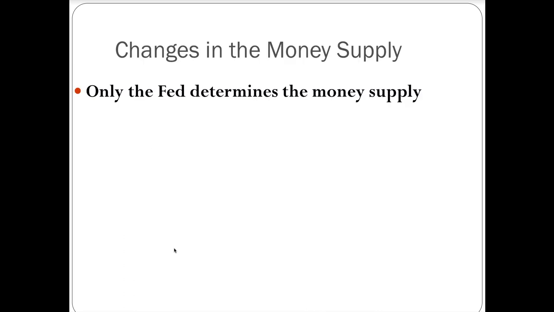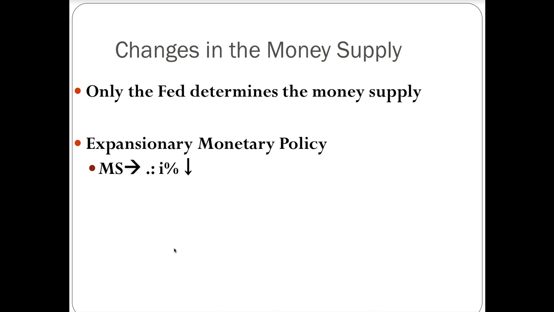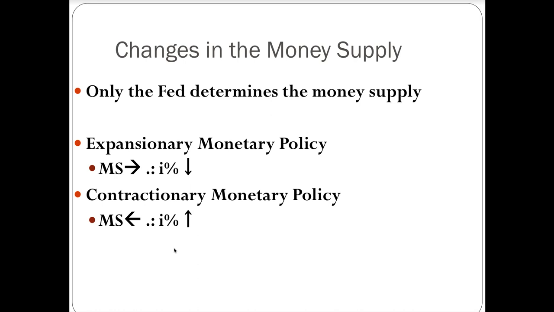All right, let's look at changes in the money supply. Only the Federal Reserve determines the money supply. With an expansionary monetary policy, and we're going to go over that in more detail at a future date, the money supply is going to increase and shift to the right, and you'll see that will push nominal rates down. With contractionary monetary policy, and we'll talk about what that entails at a later time, the money supply will shift to the left, which will push up nominal interest rates, as you will see.